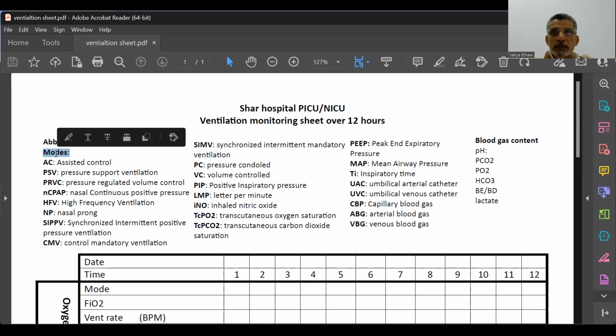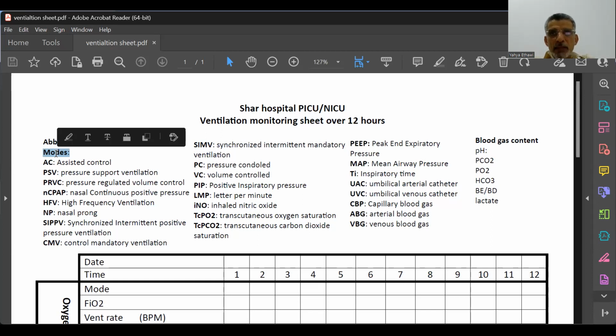Combining these is the type of support that we give the baby, and that's what we call mode. And there are different types of mode, such as assisted control, such as pressure support ventilation, such as pressure regulated volume control, such as high frequency ventilation, such as controlled mandatory ventilation, such as synchronized intermittent mandatory ventilation.